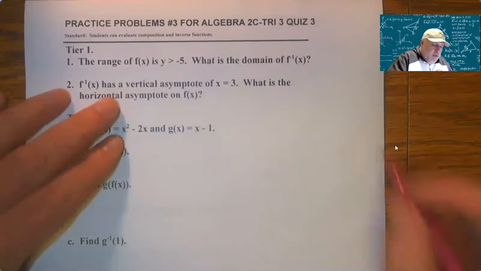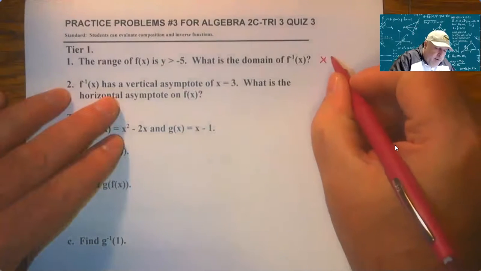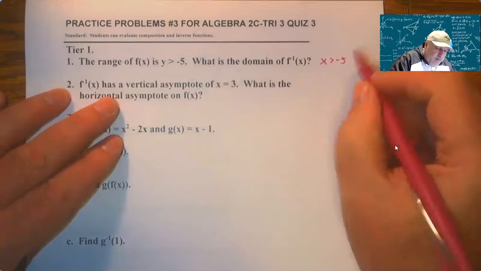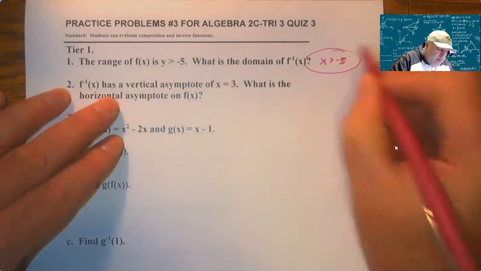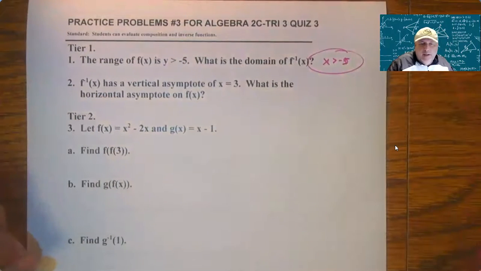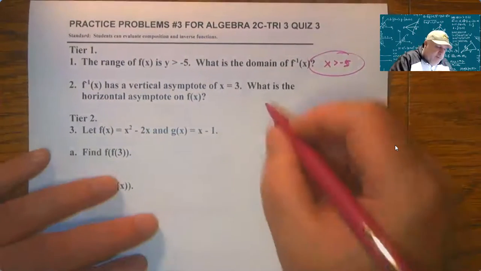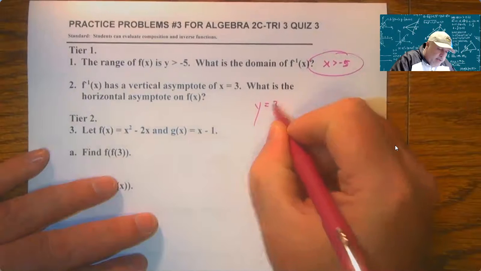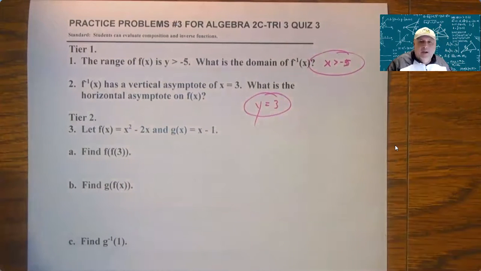So number 1 is just a switch of the variable. So x is greater than -5. And note I put a vertical asymptote, so you just switch the variable. That means there will be a horizontal asymptote at y equals 3. So the x's and the y's switch, also the coordinates invert. So if (1, 2) is a coordinate on the original, then (2, 1) is a coordinate on the inverse.